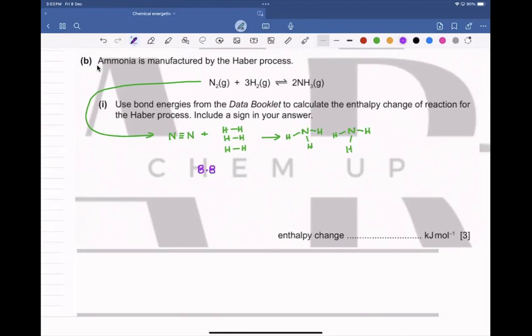Ashal, can you tell me which bonds are broken? Sir, nitrogen triple bond. Very good. And hydrogen. There are 3 moles of hydrogen bonds, and we are not observing any hydrogen bond in the product. So it means hydrogen bonds are broken, but there are 3 moles. So I have to multiply its bond energy times 3.